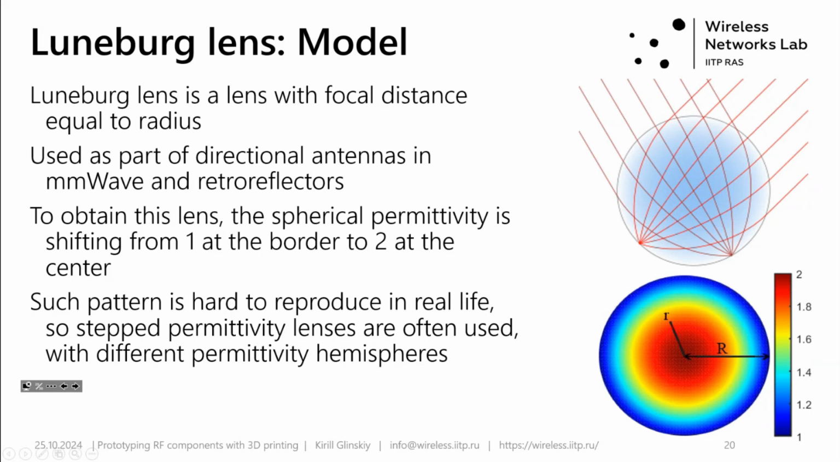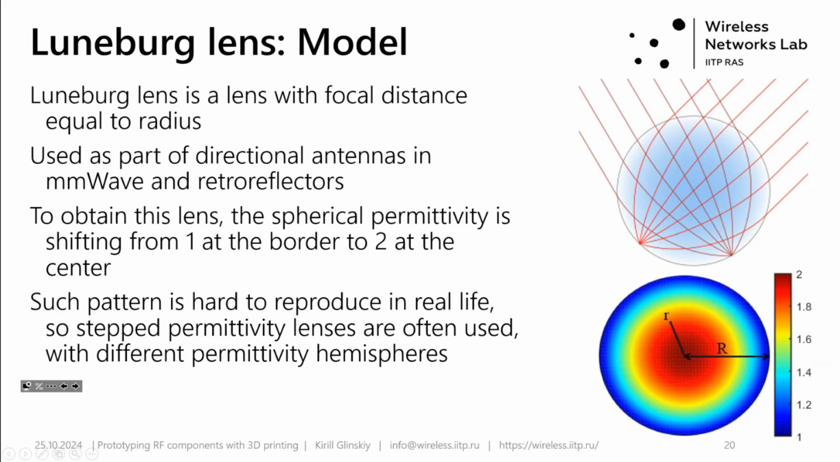So for example, if we covered the lower part of the lens with some conductive material like copper, it would reflect back, and from the incident plane wave, we will reflect the plane wave in the same direction.